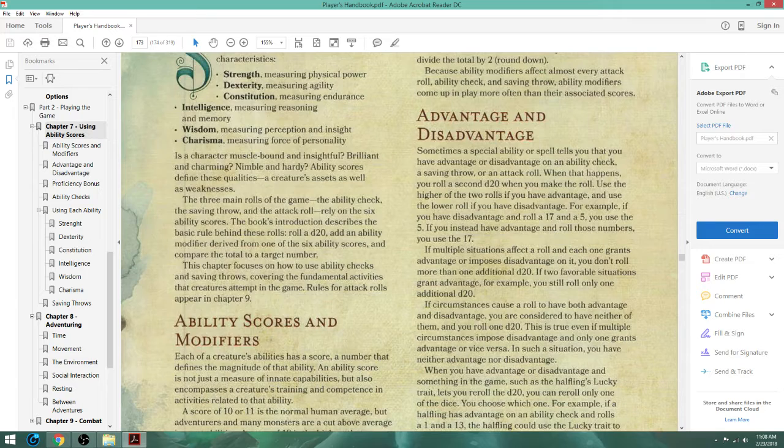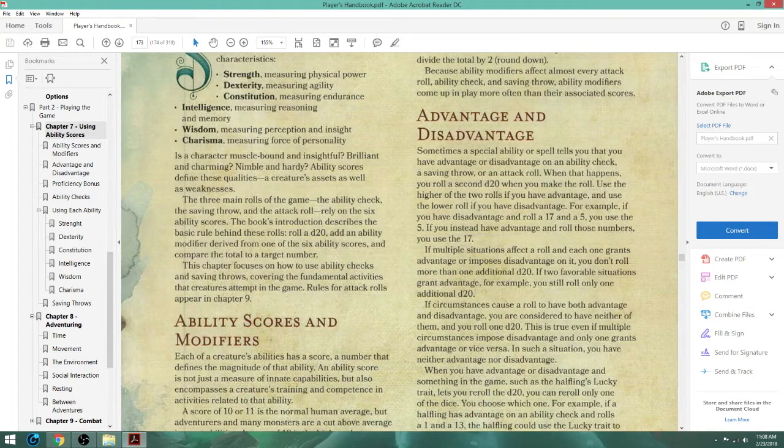Advantage means that you roll 2 dice, which are 2 d20s, 20-sided dice, and pick the higher of the 2. Now, this is great because at that point you have a better chance of getting a bigger roll. So having advantage is really awesome.